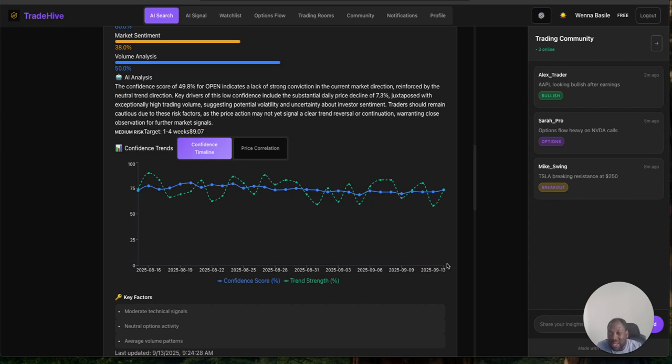They don't want to read, they just want to look at a graph and go from it, right? So, the confidence timeline. It goes back a month, a couple of weeks behind, and tells you the confidence of this stock. If you look at it, this stock has been around 70 to 75%, or a little bit to 80%, right? The blue line is the confidence score. The green line is trend strength, right?